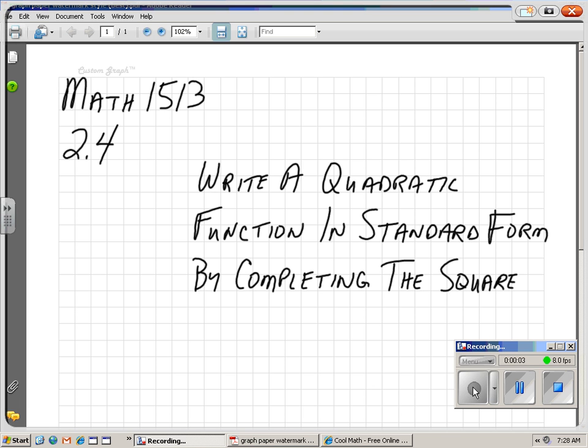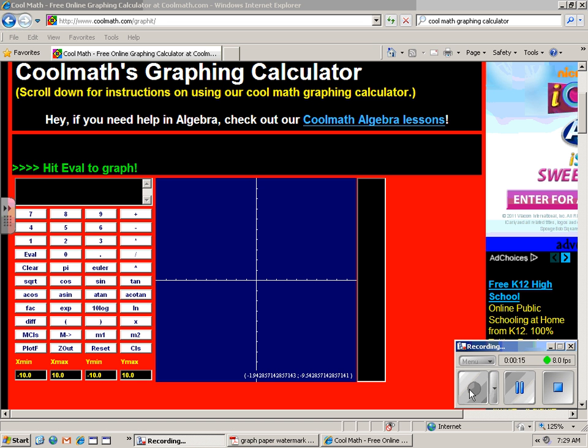This is Math 1513. I'm on Chapter 2, Section 4, and we're going to write a quadratic function in standard form by completing the square. Before we get started, I want to show you a few things about quadratic functions and what they look like on the graph.